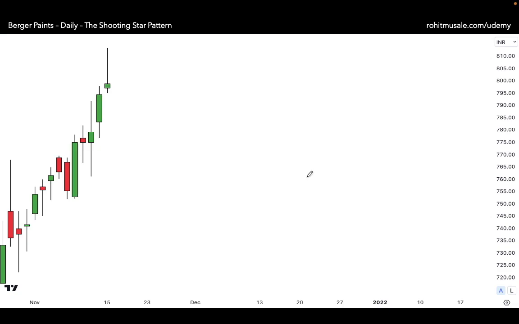In this video, let us look at the shooting star pattern. This is a daily time frame chart of Berger Paints. It's a paints company in India. It's an INR chart. So this is a shooting star.